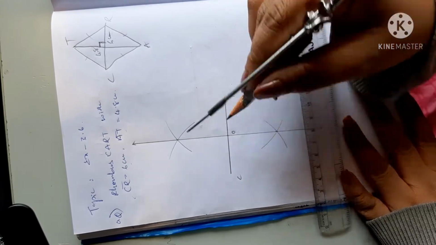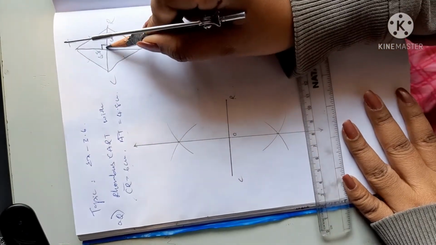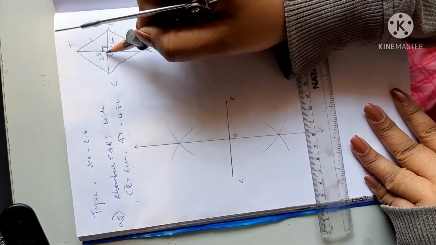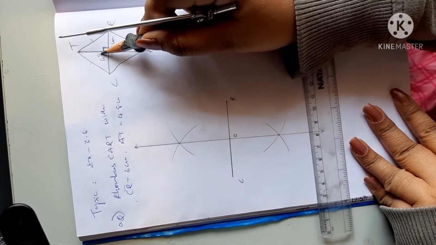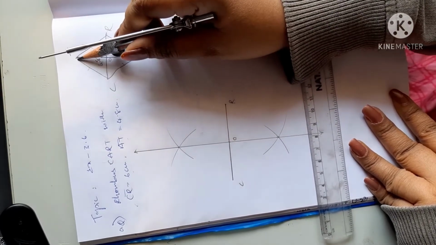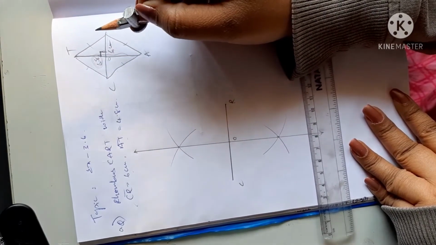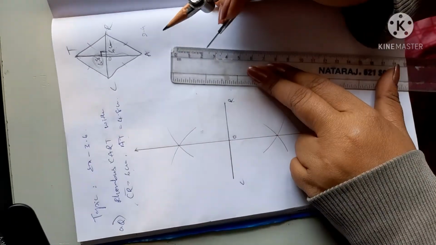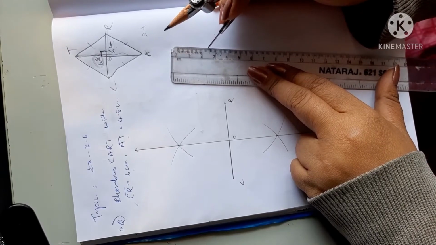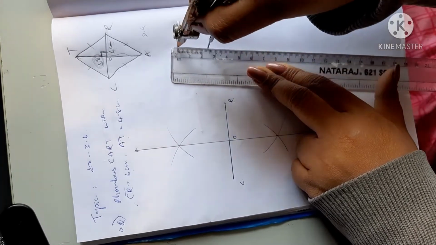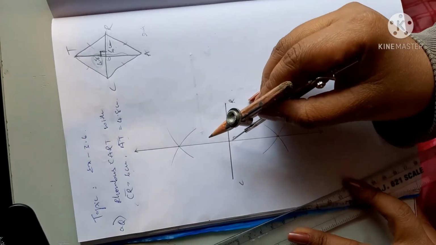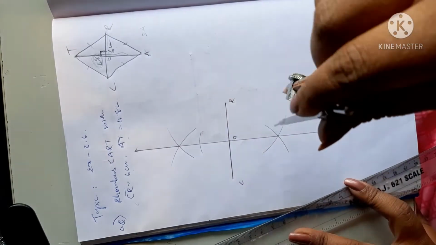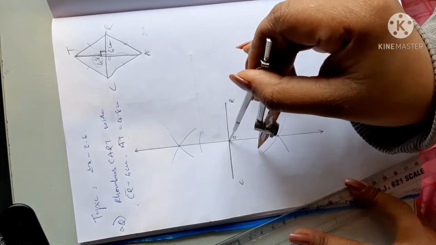From O, for example, if it is 6 centimeters, and now it is O, from O to T, how much it will be? If the total AT is 4.8, from O to T, how much it will be? What is half of 4.8? 2.4. Yes. Now take 2.4 measurement here. This is 2.4. Now take 2.4 measurement. By making O as a center, you need to draw an arc. Now by making O as a center, the same measurement, you need to draw another arc.